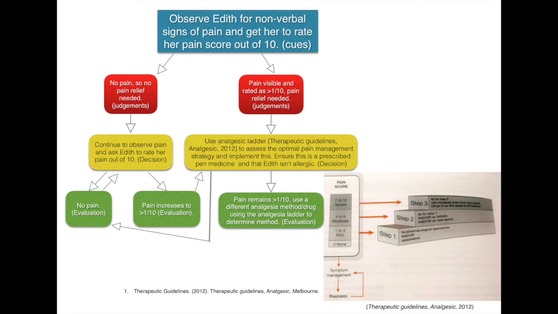If Edith is in pain and is in need of pain relief, I would go and see if she has any allergies and see the PRN medications that she's been prescribed. I would determine the best pain relief method using the attached analgesic ladder. Then, like the other processes, I would evaluate if her pain reduced or stopped, or if it has gotten worse, in which case I would contact the doctor and reevaluate her pain relief need using the analgesic ladder again.